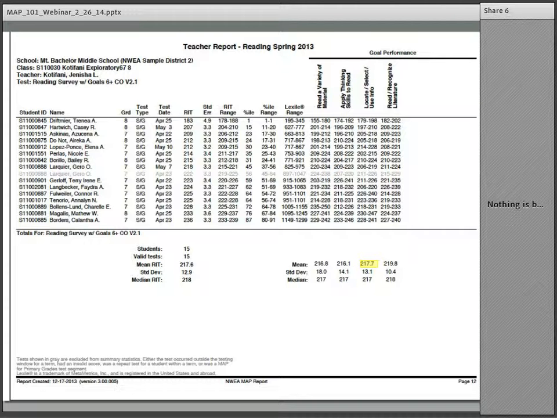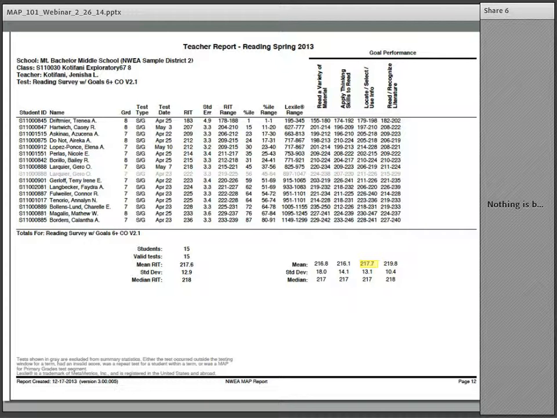Okay, on a teacher report, we can also see the mean of the class for each of the goal performance assessments that they took. For locate, select, and use info, the average score of the 15 students that took this test is a 217.7. You can see that for each of the 4 goal performance tests there. That's information that's important to know too. And what's interesting here is that for each of the means of the 4 goal performance assessments, students average about the same.